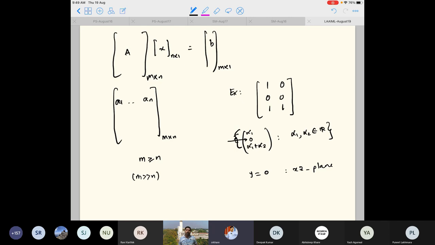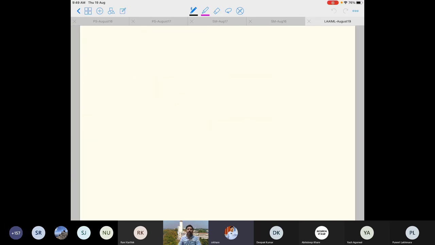Do you understand the logic? What is happening here? Do you have any doubt? Okay, let us summarize. You are trying to solve Ax equal to B. It doesn't matter if A is tall or wide or square. The first thing: if B belongs to the column space of A, then there always exists a solution x.